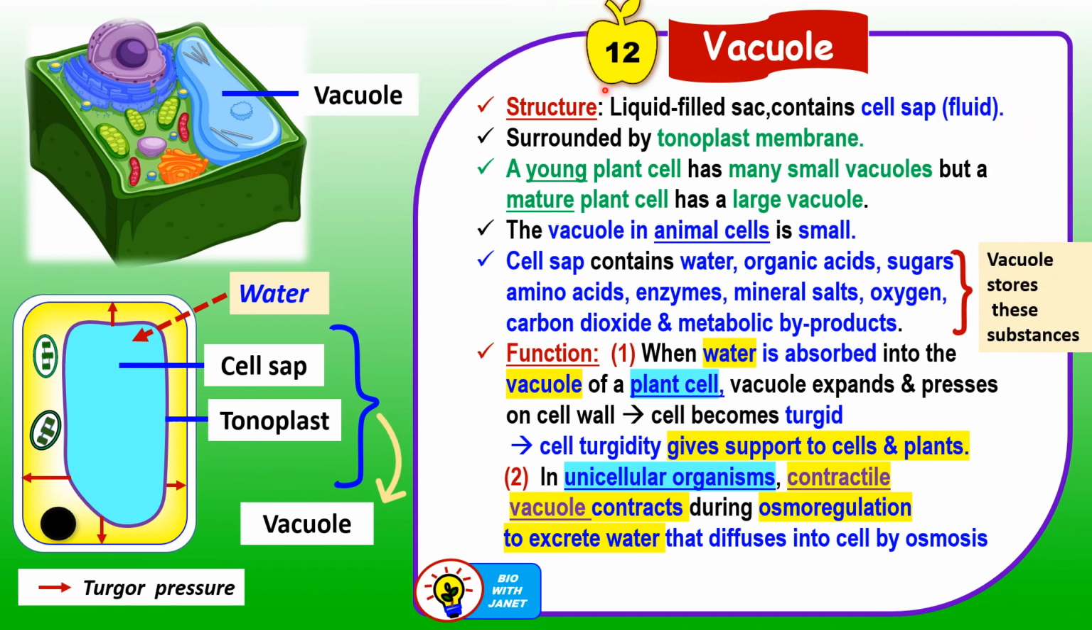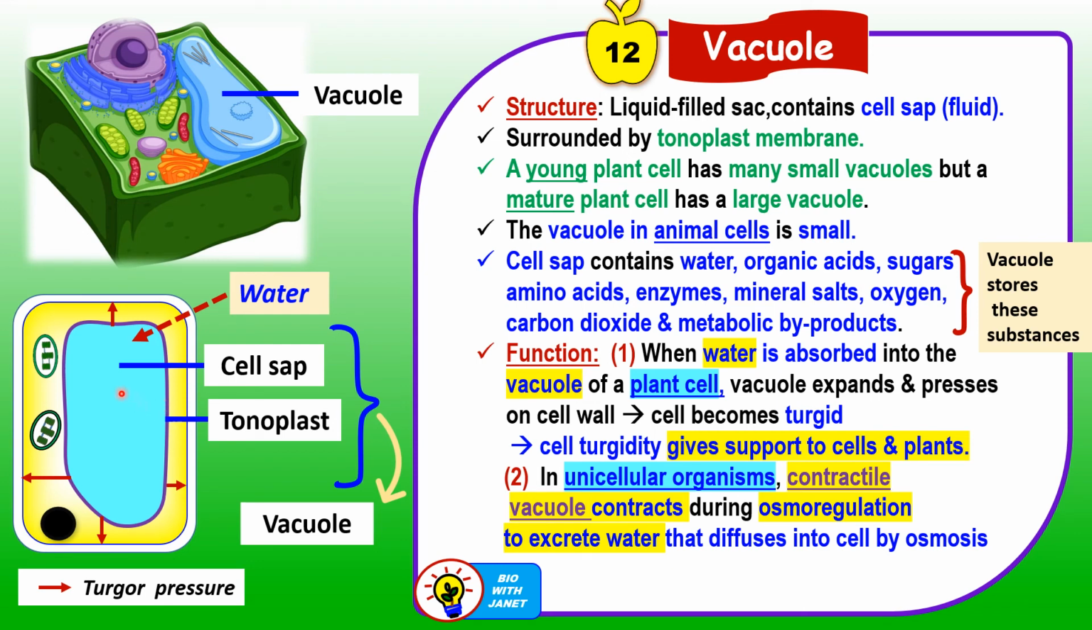Vacuole. A vacuole in a plant cell is a liquid-filled sac that contains a fluid called cell sap. Here's the vacuole in the plant cell. It's a big one, and this is the 2D diagram. We can see that the vacuole has a membrane called the tonoplast that surrounds the cell sap. A young plant cell will have many small vacuoles, but a mature plant cell, as shown here, has only one large vacuole that is almost in the center of the cell. Animal cells may have vacuoles, but they are small and usually temporary.